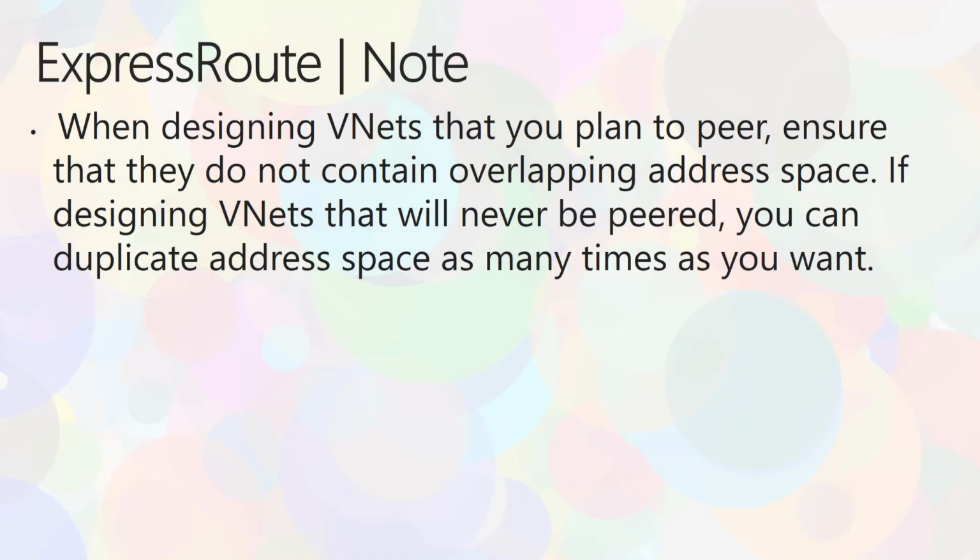When designing VNets that you know will be peered or that might be peered in the future, make sure to use non-overlapping address space. If you plan to never peer a VNet, such as dev test or even something in production that's never going to be connected out to another service, you can overlap address space all you want. You could use 192.168.0.0 with a /24 subnet all over the place, no problem. But if you plan to peer them, they must be in separate address spaces.